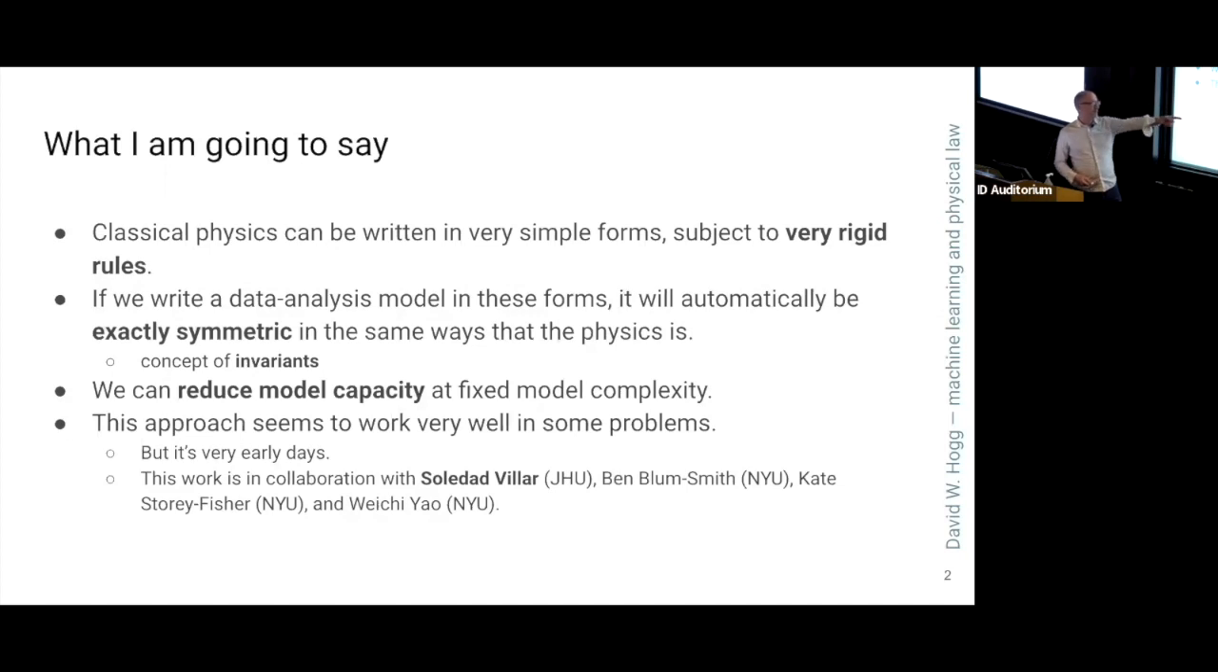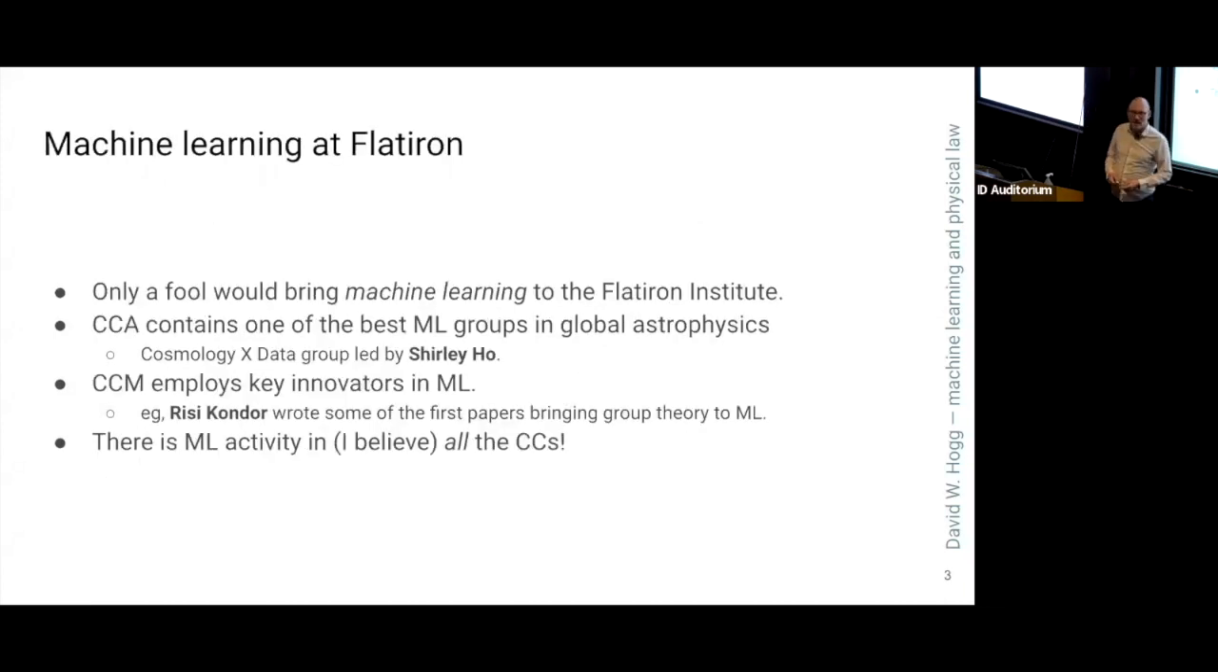The most important collaborator here is Soledad Villar, who is a mathematician at Johns Hopkins, in applied math. There are other people here, and you'll see some other names in the talk. And I have to say, it's idiotic to bring a talk about machine learning to the Flatiron Institute. I know way less about machine learning than many people in the audience, and I apologize. You can just pay attention to the physics part of this talk.